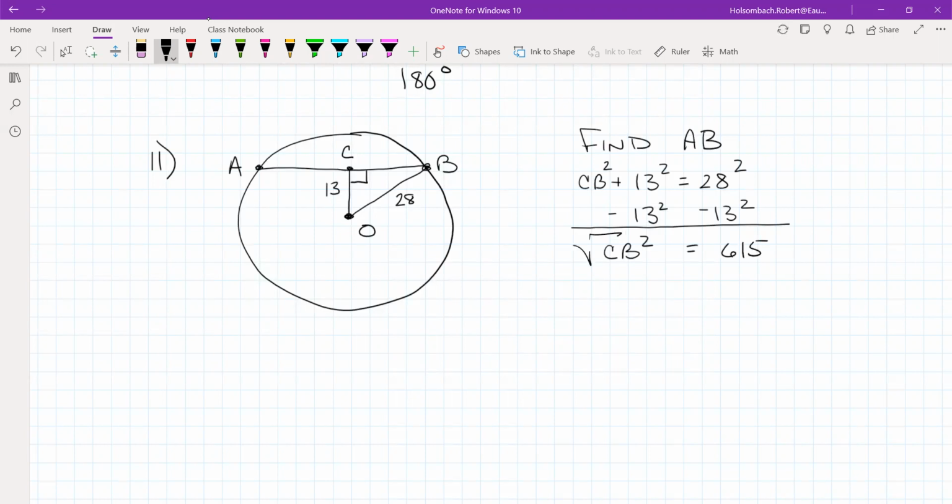We're going to find the square root of each side. So CB equals 24.8. Now that's just this portion, 24.8. But you need AB. So A to B is going to be equal to 2 times 24.8, which is 49.6.